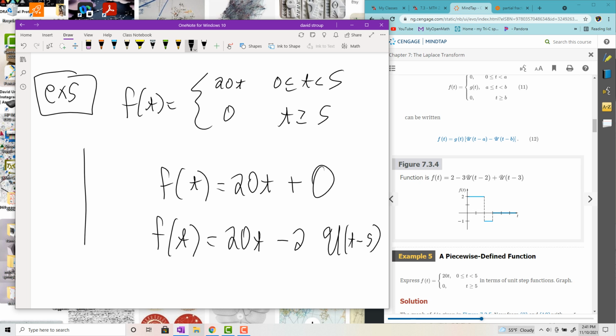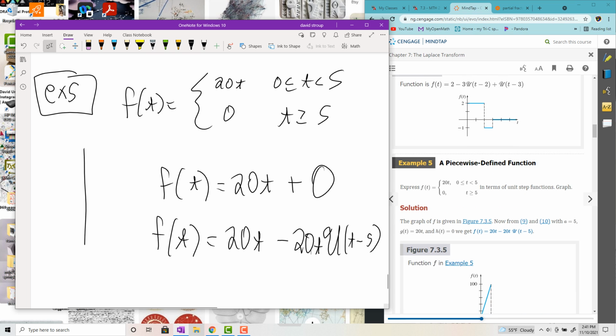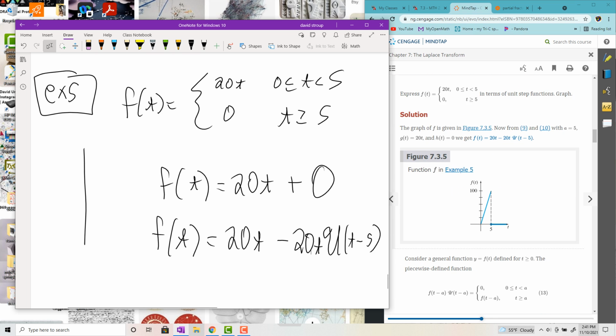So why not just make it minus 20t? And then as soon as it gets turned on, it'll be 20t minus 20t, because that u of t minus 5 will be 1, and that'll just equal 0. Okay, so that will turn out to work.